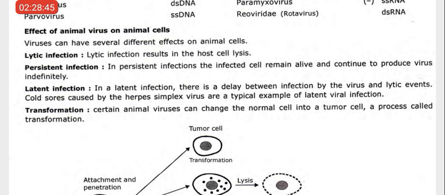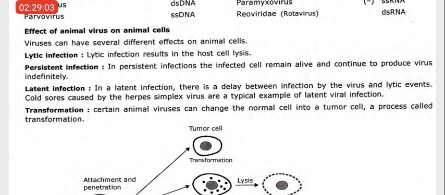Viruses can have several different effects on animal cells. Lytic infection results in host cell lysis. Persistent infection: in persistent infection, the infected cell remains alive and continues to produce virus indefinitely. Then latent infection: in a latent infection, there is a delay between the infection by the virus and lytic events.